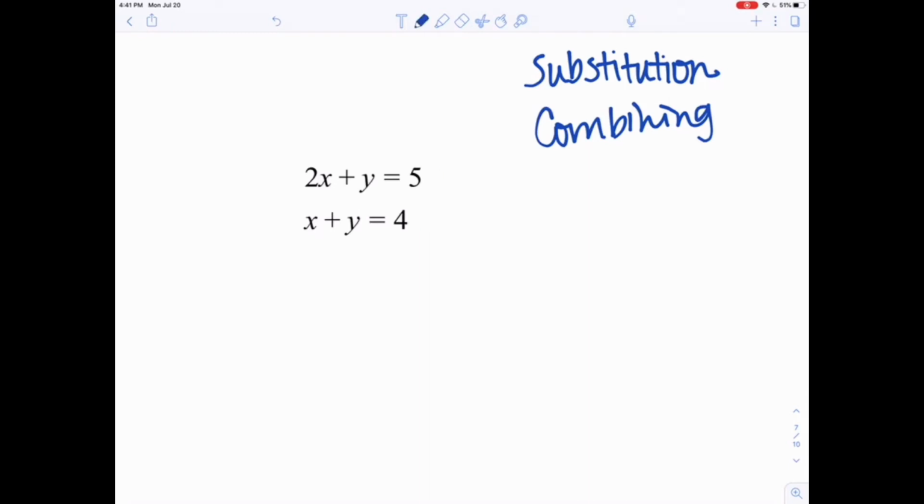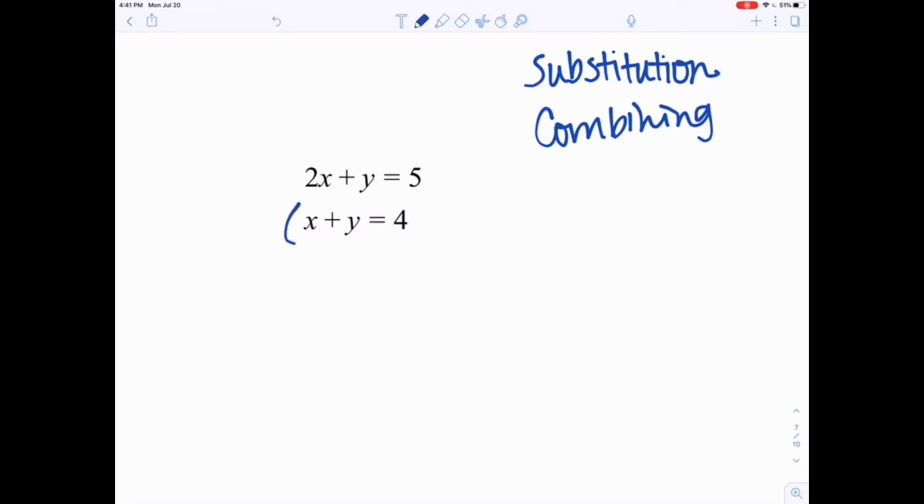Okay, first of all, I want to look to see if there's anything I can cancel out. Like if I add 2x plus x, will that cancel out? No, that gives me 3x. If I subtract 2x minus x, will that cancel out? No, that just gives me x. If I add y plus y, will that cancel out? No, that gives me 2y. But if I subtract and I say y minus y, will that cancel out? Yes, it actually does.